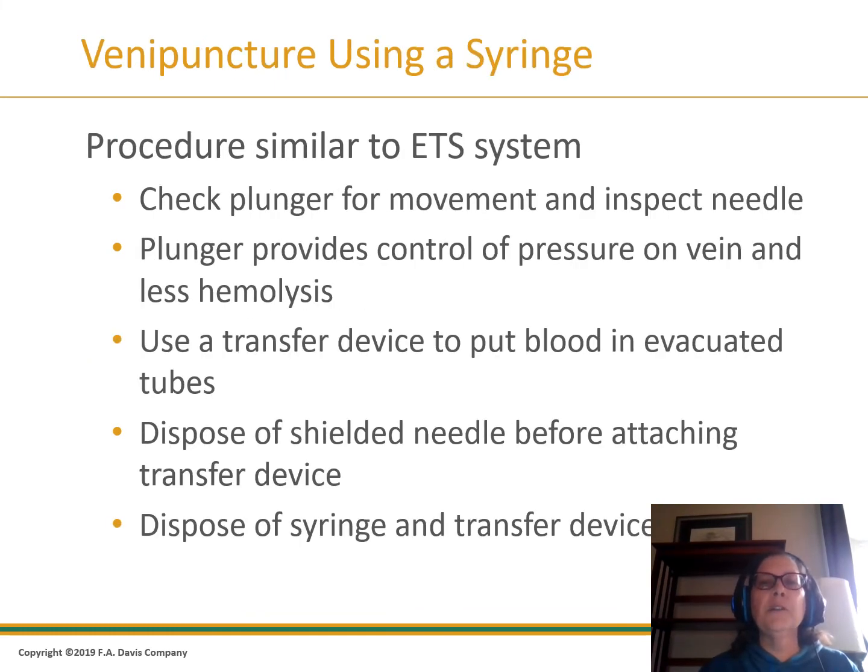Before using a syringe, you should pull the plunger back and then push it completely back in. Otherwise, it is too difficult to draw the blood. A syringe can be used for fragile veins that can't withstand the pressure from the evacuated tube system. A transfer device can be attached to transfer the blood to the vacuum tubes after you remove the needle. The syringe, needle, and transfer device should be disposed of in the sharps container.